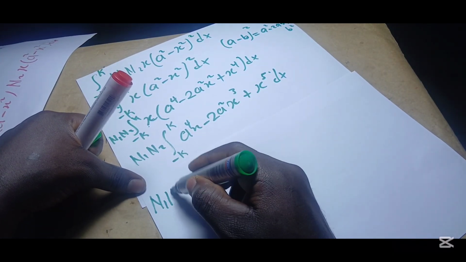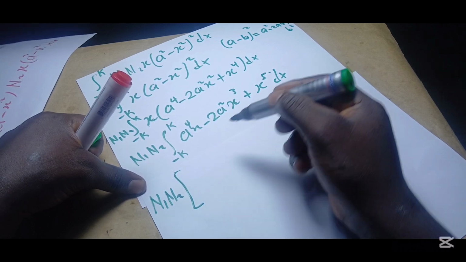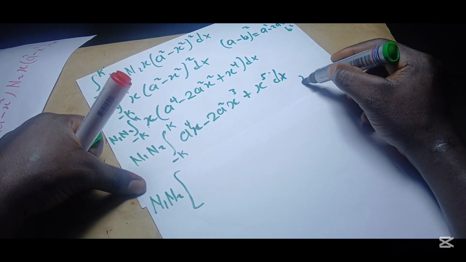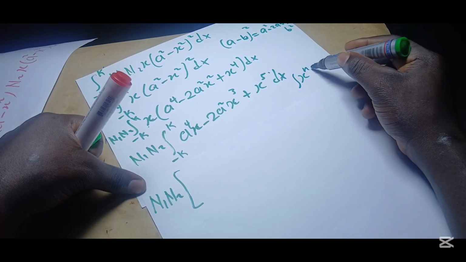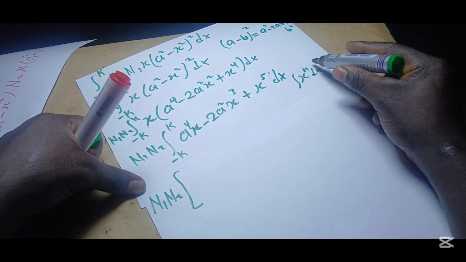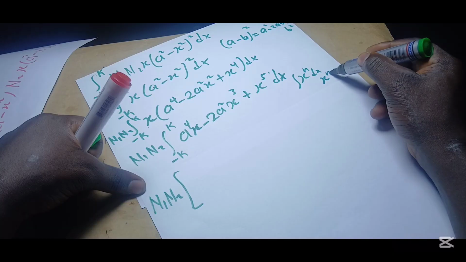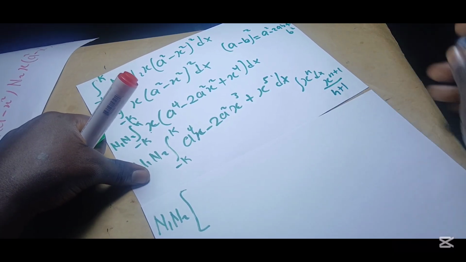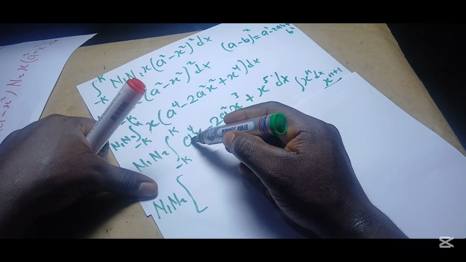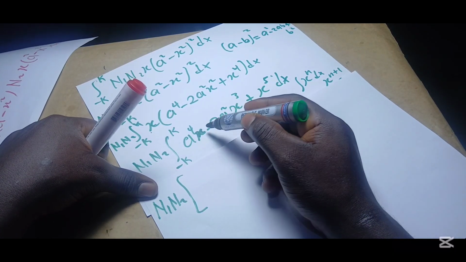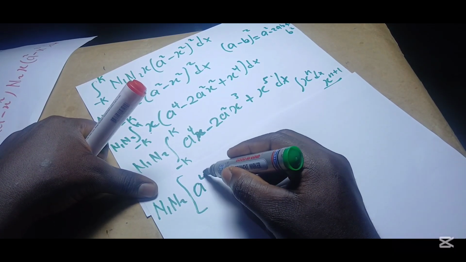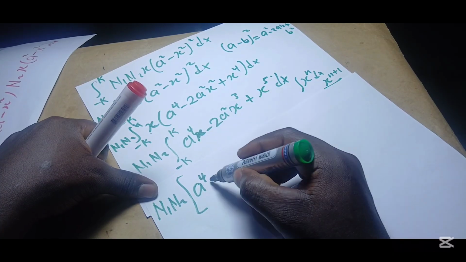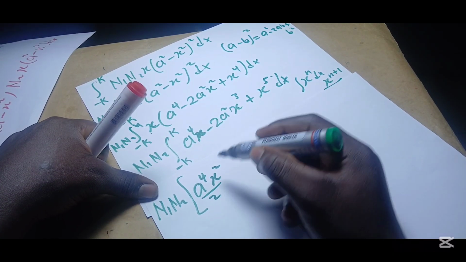So n1, n2, integrating it, we are integrating it with respect to x. So if we have x to the power n, we are integrating it. The power will increase by 1. So x to the power n plus 1, and we divide everything by n plus 1. So let's do that. Integrating a to the power 4, x is our variable of concern. So we're getting a to the power 4, x to the power 1 increased by 1, x to the power 2, all divided by 2.